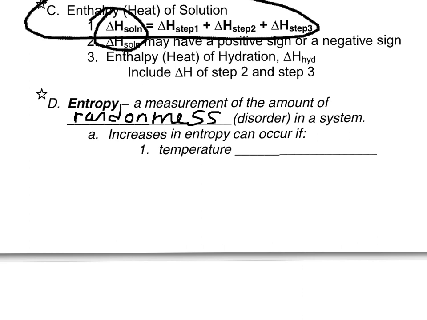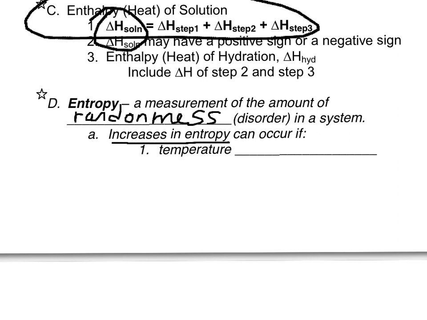This is why your room always tends to go towards messiness instead of order. If you live in your room, it doesn't automatically become clean. It starts getting messier and messier and messier. This obeys the second law of thermodynamics, that the entire universe is always going towards disorder, towards randomness. Things tend to favor disorder, and chemical reactions are no exception.